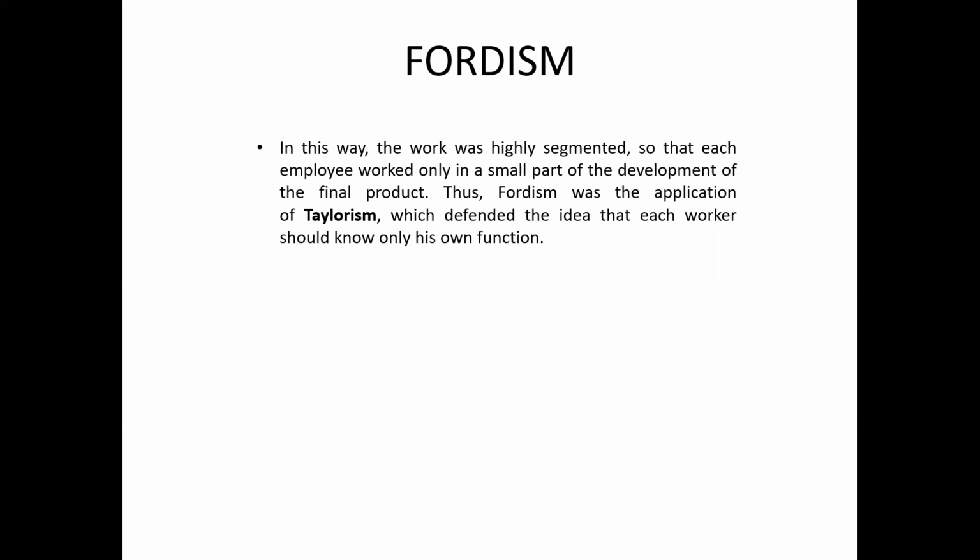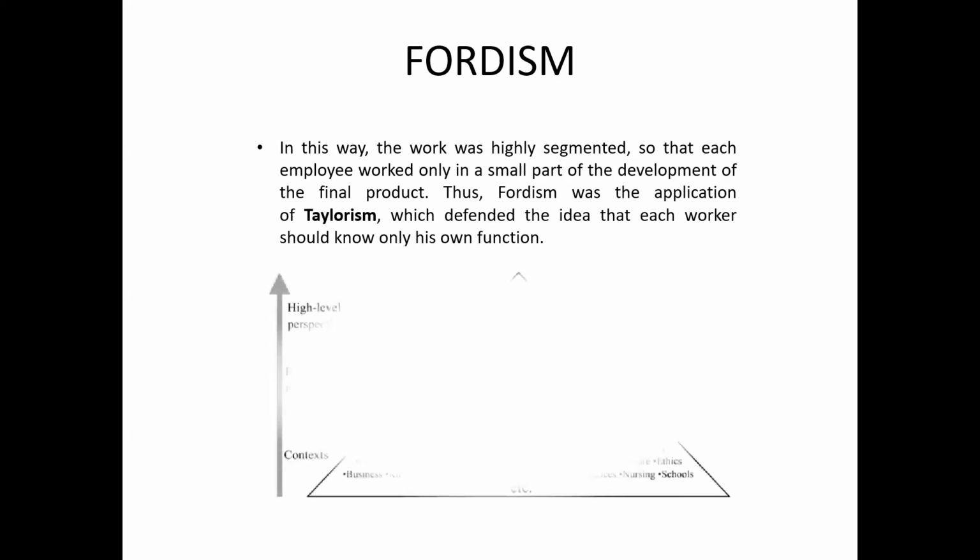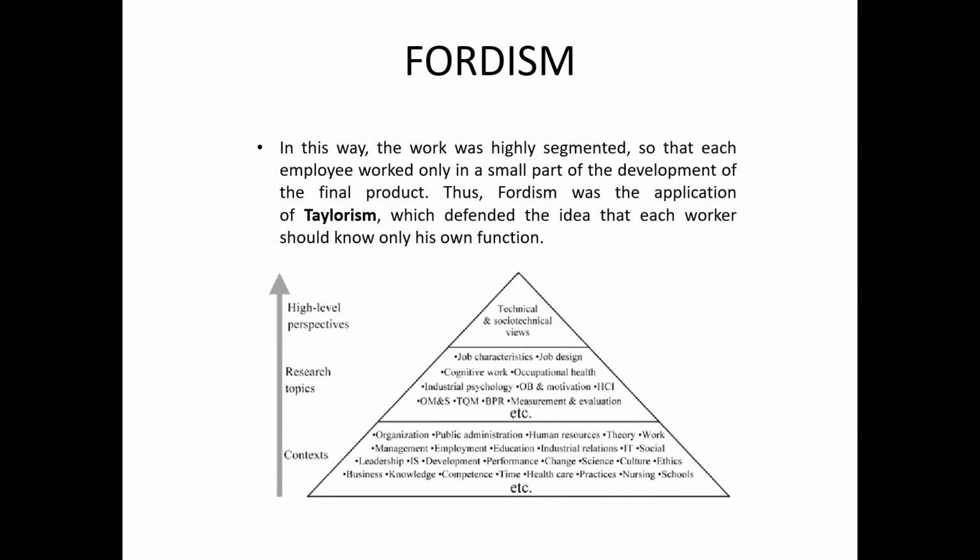Okay, thus, Fordism was the application of Taylorism, which defended the idea that each worker should know only his own function. Okay, so this is the Taylorism hierarchy lah. So kalau you tengok sini ya, there are 3 level of hierarchy. Okay, yang ni paling banyak lah, paling bawah, and then the highest one ataupun the top one. Okay, with the most powerful workers on top. Okay, yang ni lah yang atas sekali.